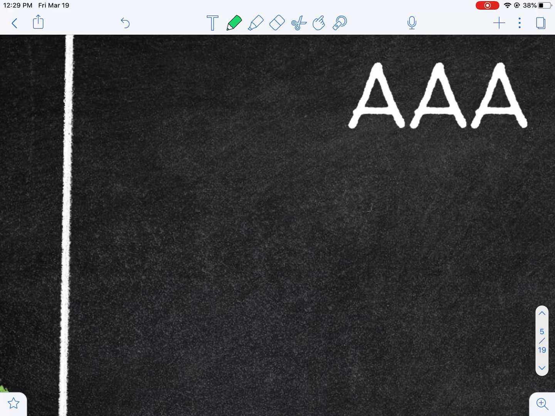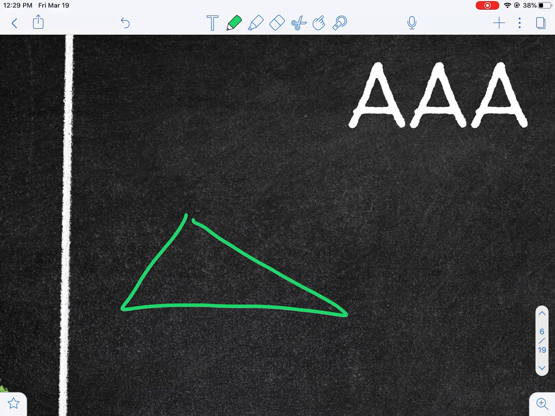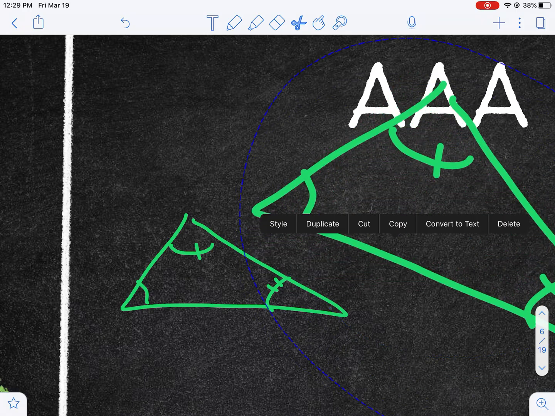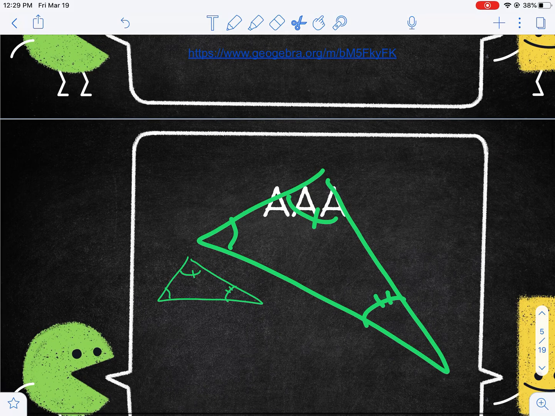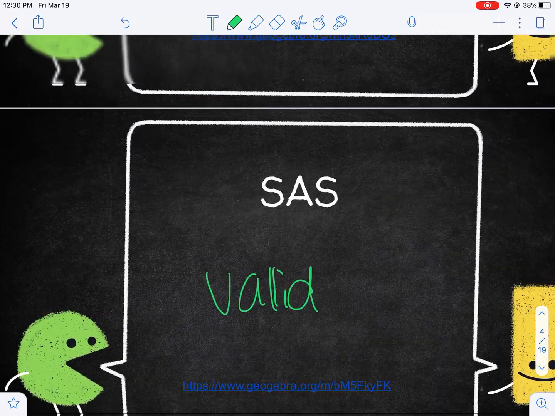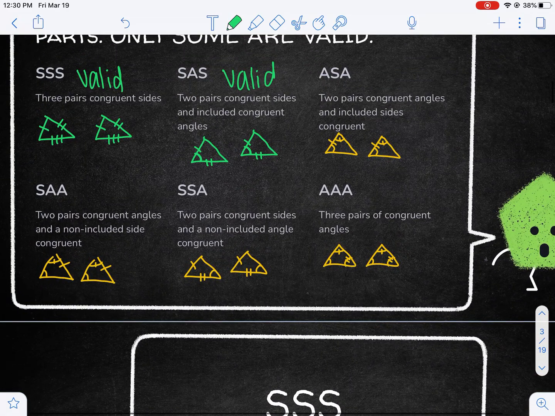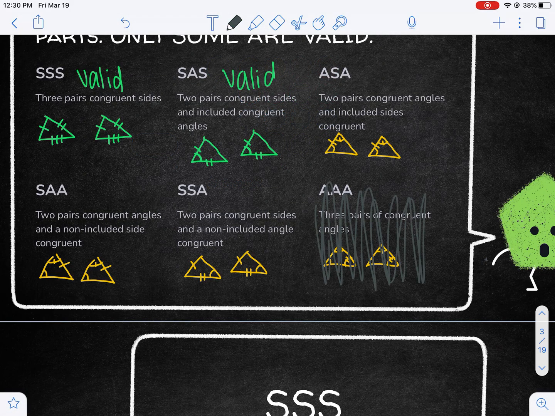And then I've got angle, angle, angle. So I'm going to draw out any triangle I want. And I'm keeping those angles exactly as they are. I'm not changing them at all. But it's possible for me to get a triangle that's not congruent. It's still similar, but it's not congruent. Okay, I didn't change the angles, but I was able to change the sides, which tells me that angle, angle, angle does not work. So I'm going to come back up here and find angle, angle, angle, and I'm going to scribble it out because it is not allowed. It's not valid.